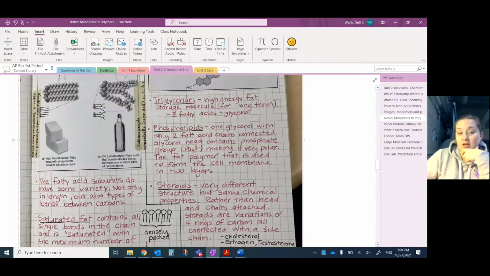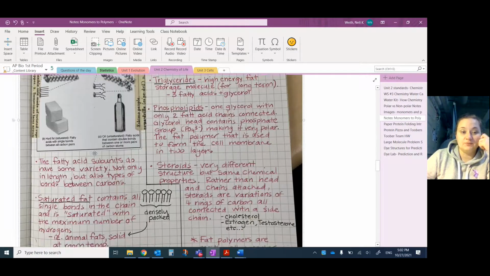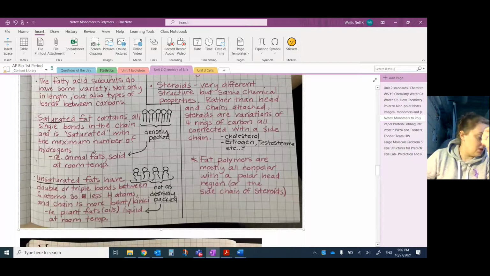At room temperature, they are liquid. So that is things like olive oil, peanut oil, canola oil, vegetable oil. These are the fats that are coming from plants. Plant fats tend to be the unsaturated fats that are available. So that's a little bit of variety within the subunit category of fats.